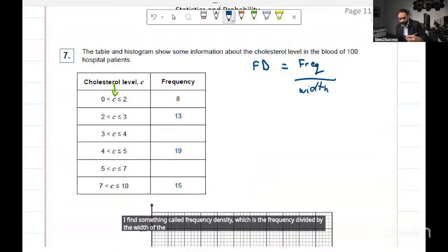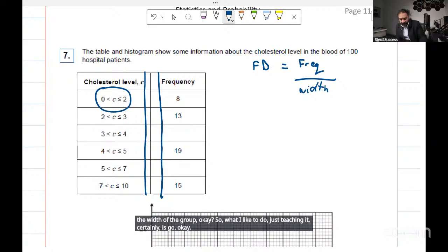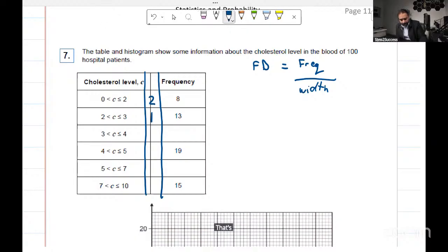If I'm doing cumulative frequency, I make a cumulative frequency column like we did before. If I'm doing a histogram, I find something called frequency density, which is the frequency divided by the width of the group. Okay, so what I like to do, when I'm teaching it certainly, is go, okay, what's the width of each of these groups? Well, that's 0 to 2, so 2. That's 2 to 3, so it's 1.